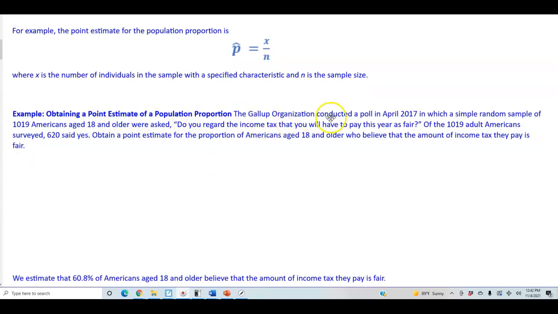The Gallup organization conducted a poll in April 2017 in which a simple random sample of 1,019 Americans aged 18 and older were asked, do you regard the income tax that you will have to pay this year as fair? Of the 1,019 adult Americans surveyed, 620 said yes. We want to obtain a point estimate for the proportion of Americans aged 18 and older who believe that the amount of income tax they pay is fair.